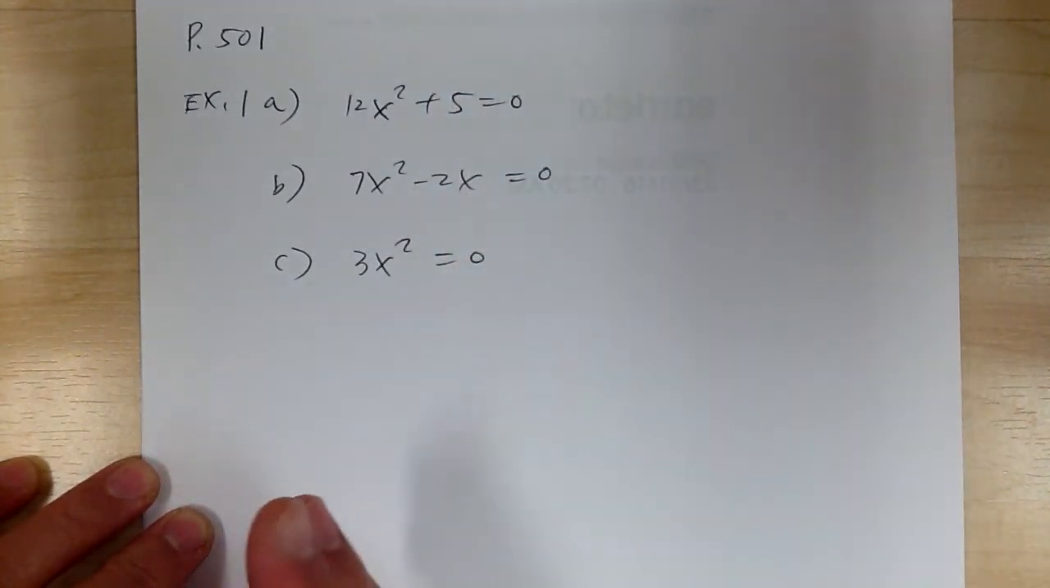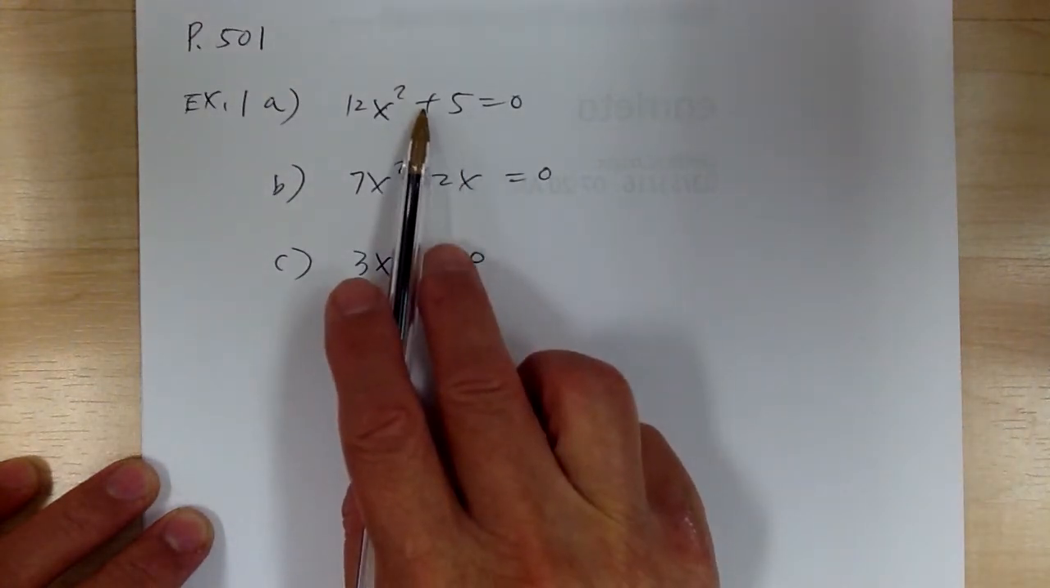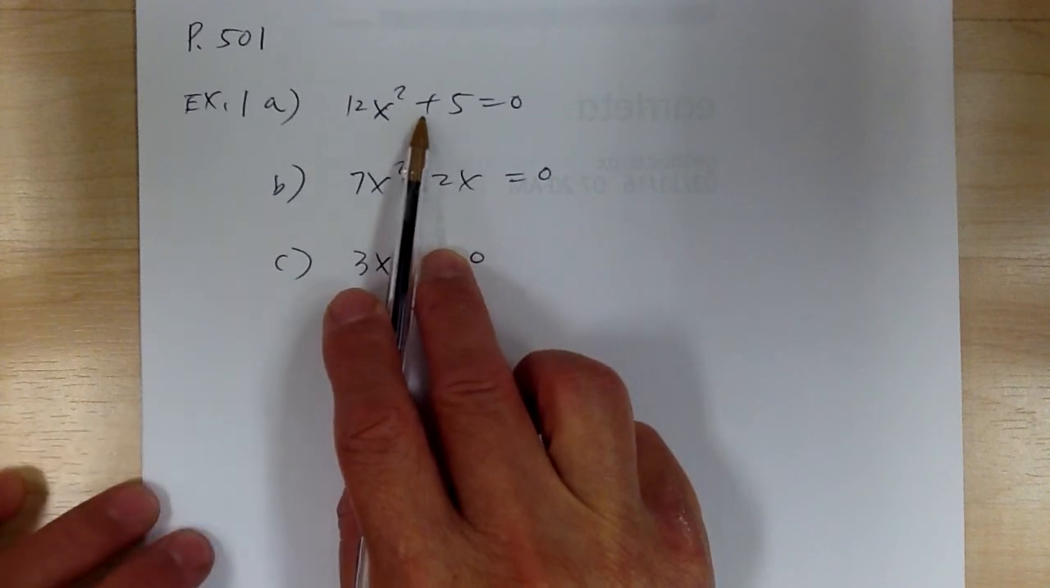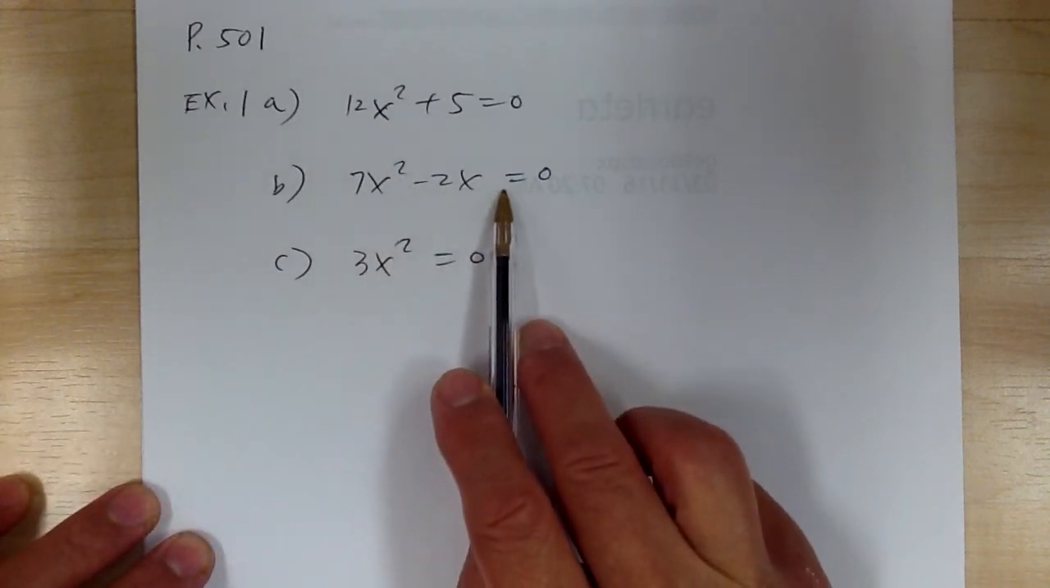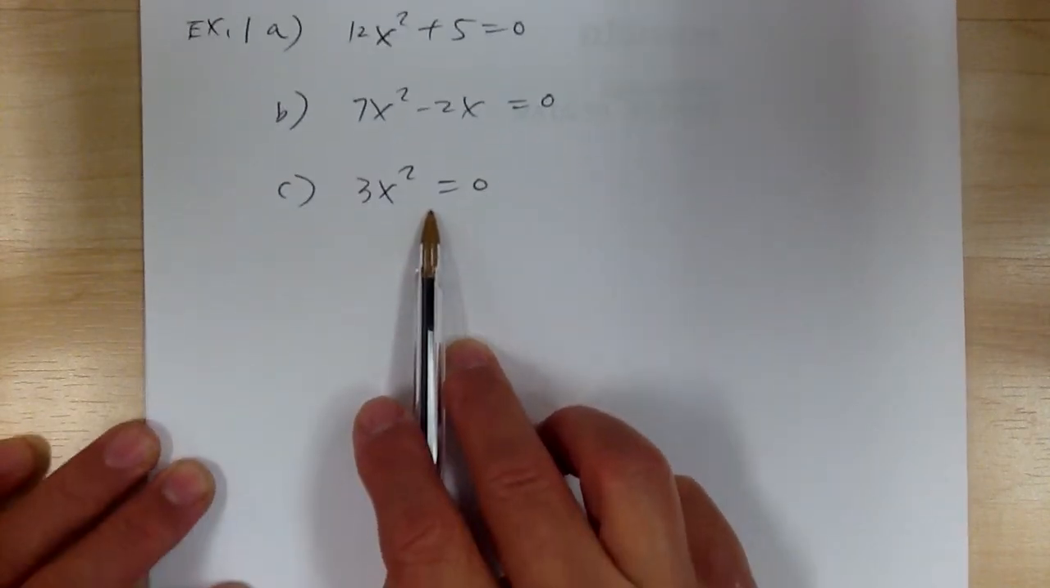Remember, quadratic equations have ABC, right? 3 parts. So this is incomplete. This one is missing the x term, so this is missing the b. This one is missing a number, so this is missing a c. This one is missing both. Okay. Now let's go over how to solve some of these.